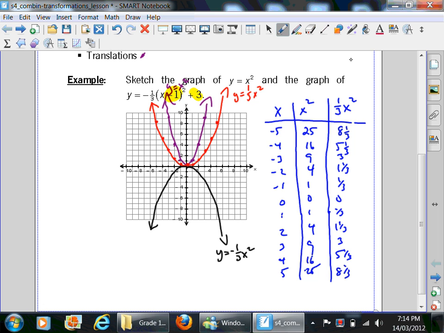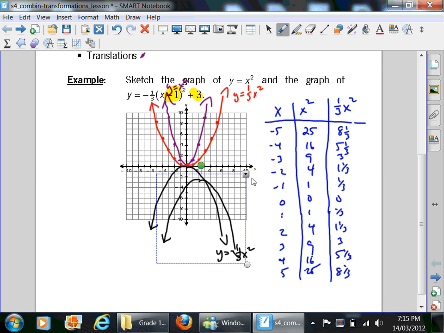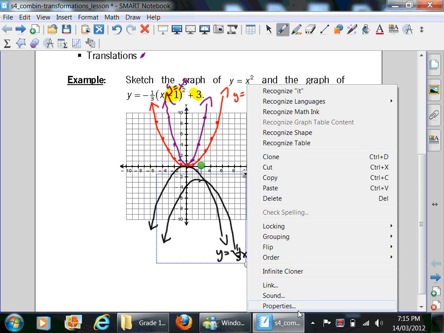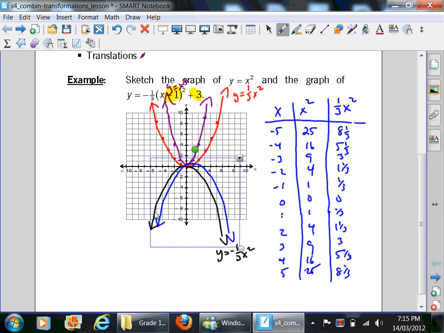The +3 is going to move it up 3. So what I need to do is I need to cheat again. I need to take a look at this graph. I need to clone it. I need to make it a new color. So I suppose I'll probably just make it blue. So properties, and I'll make this guy blue. And then I'm going to put it over here just for comparison's sake for now.